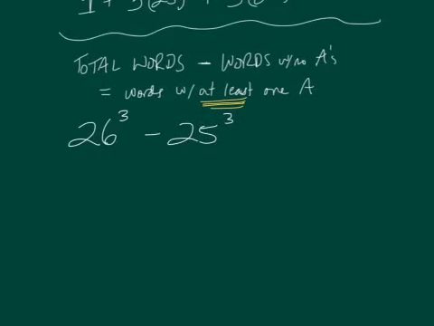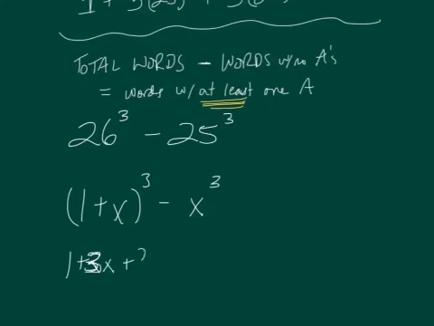Do you know how to do 1 plus x cubed? It's 1 plus x times 1 plus x times 1 plus x. You can do FOIL. You can pause the video and FOIL it out, but I'm just going to show you what it is. 1 plus x cubed is 1 plus 3x plus 3x squared plus x cubed.